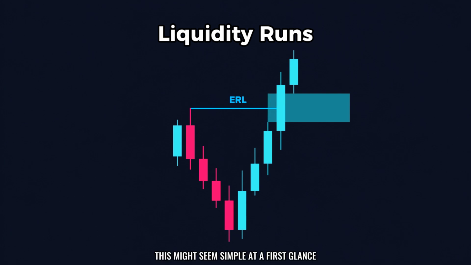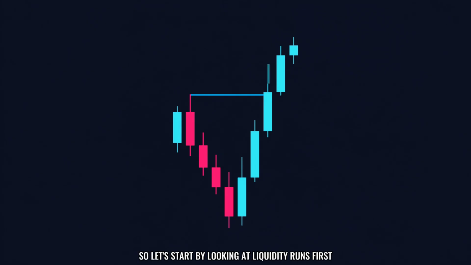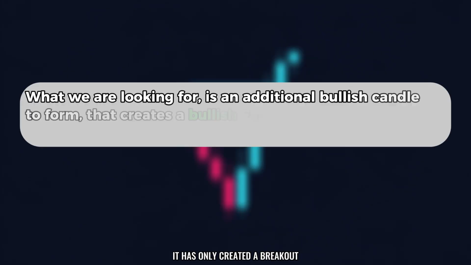This might seem simple at first glance, but understanding what price is going to do at a liquidity level is where most traders struggle. So let's start by looking at liquidity runs first. Here we have a swing high, which is the current external range liquidity that we are drawing into. Price then pushes up and closes above the level. But as it stands, this isn't yet a liquidity run. It has only created a breakout.